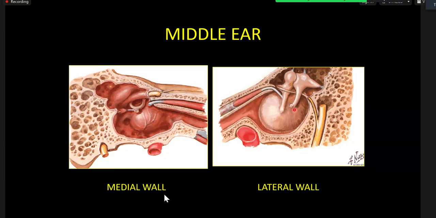This is the tympanic membrane, and this is the epitympanum, where you can see the head of malleus and the incus, and this is the incudomalleolar joint. This is the body. This is the short process, and this is the long process. This is, of course, the chorda tympani. This is the chorda tympani, and this is the descending portion.